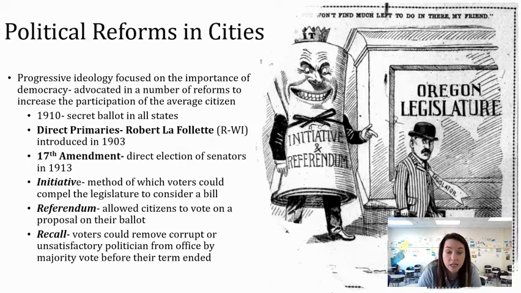Other examples of democratization are going to be direct primaries. So Robert LaFollette, whom I mentioned earlier, was a Republican from Wisconsin. In 1903, they introduced the idea of using popular vote to decide in each state primary who the nominee is going to be for the Republican Party or the Democratic Party.